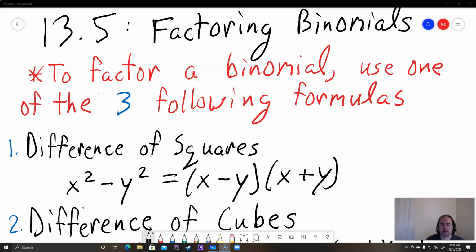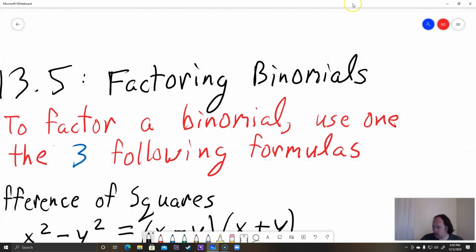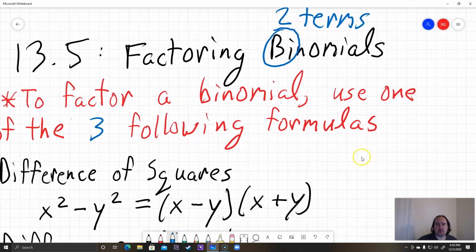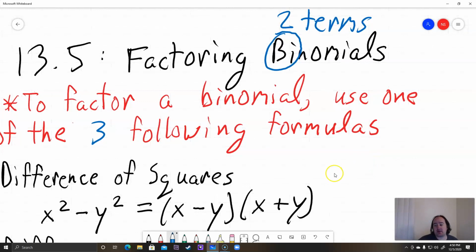Hello students, this is a video on section 13.5 which is about factoring binomials. So keep in mind that when they say binomials, just the same way trinomials have 3 terms, binomials have 2 terms. So for binomials, because they have 2 terms, we have to factor them a different way.